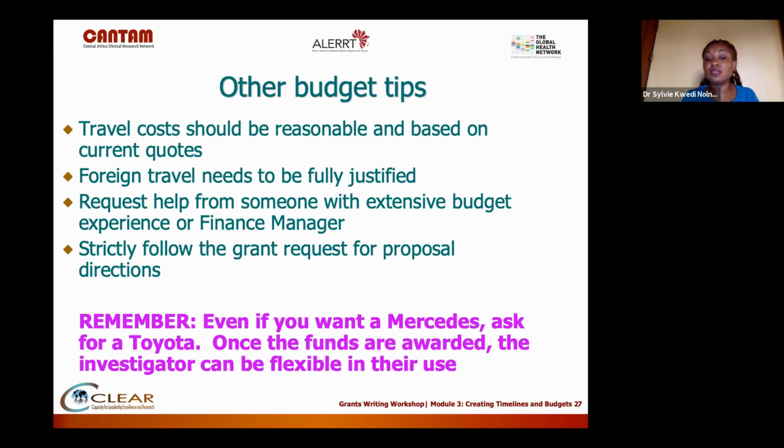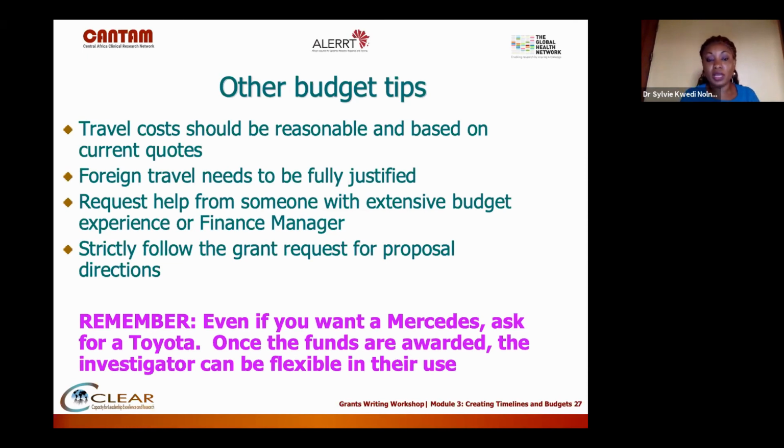We all want the crème de la crème budget, all the resources in the world, but we don't have all the resources in the world. So even if you want a Mercedes, ask for a Toyota, because that is more realistic. I have here that once you have the funds, you can be flexible in the use, but in many instances, that flexibility can only be so much, because many funders actually make you stick to the budget, which is quite disconcerting at times.